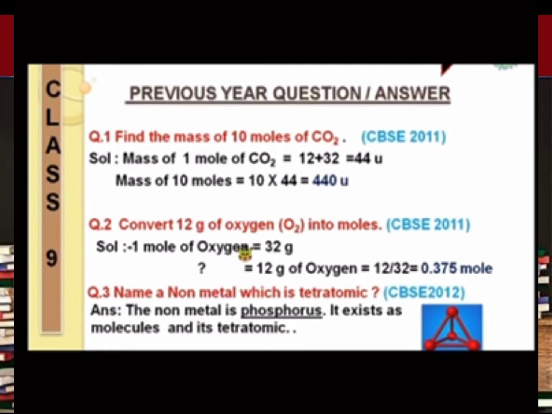Second question, convert 12 gram of oxygen, that is O2, into moles. 1 mole of oxygen is 32 grams. So 12 gram of oxygen will be 12 by 32. So the answer will be 0.375 mole. Here we are using division.